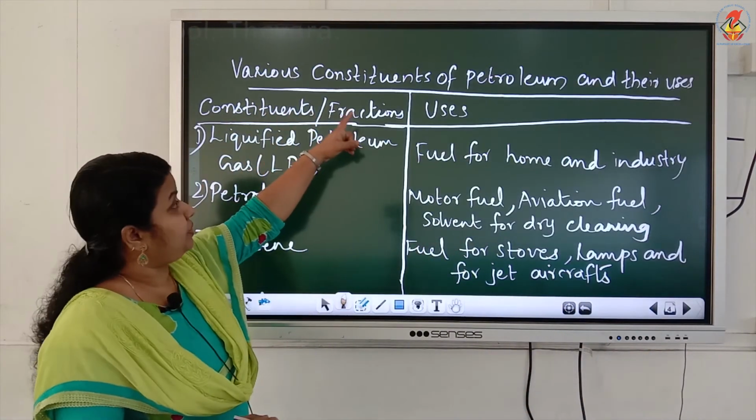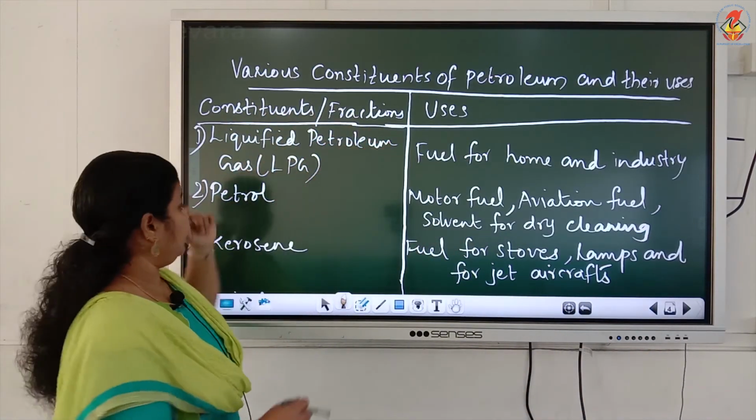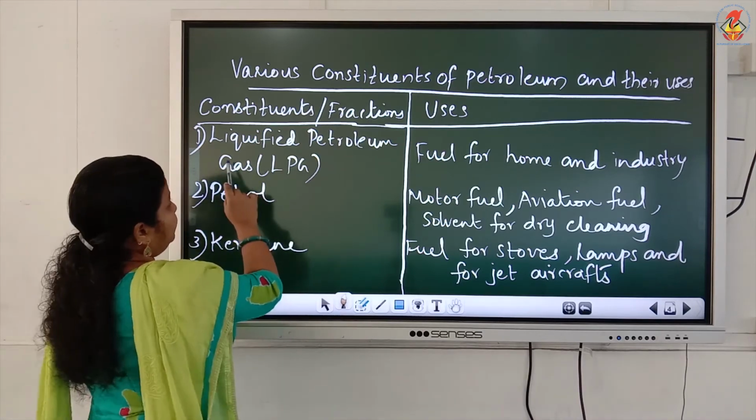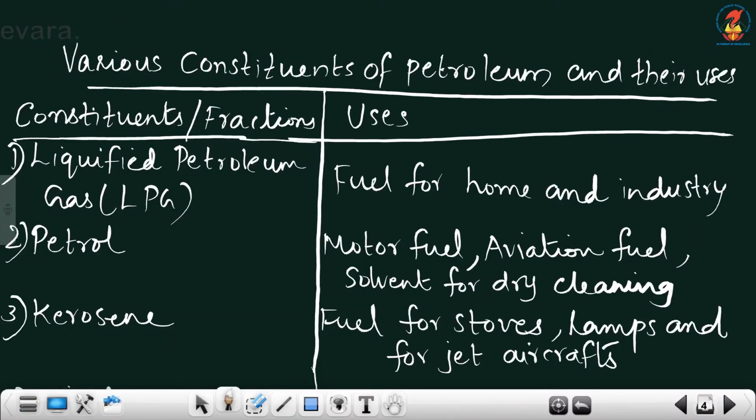So, various constituents of petroleum and their uses. There are 7 constituents. The first one is liquefied petroleum gas, simply known as LPG. Now, what are the uses of LPG?